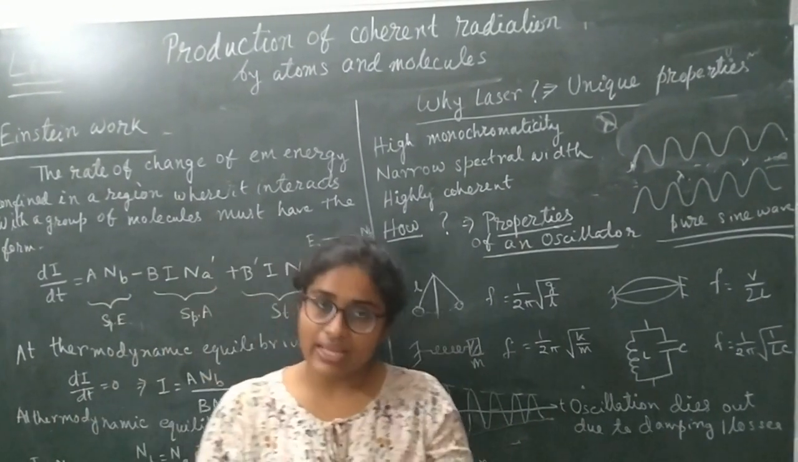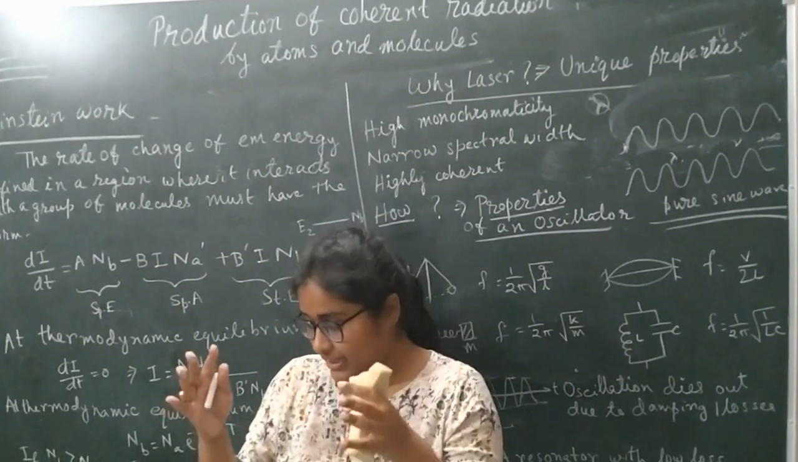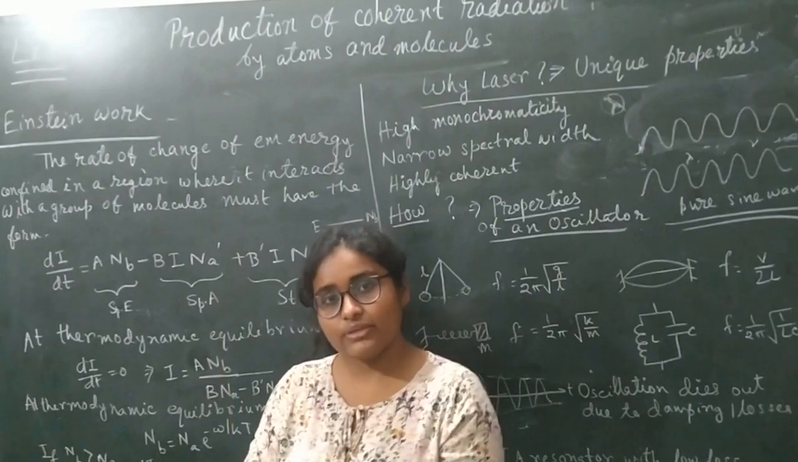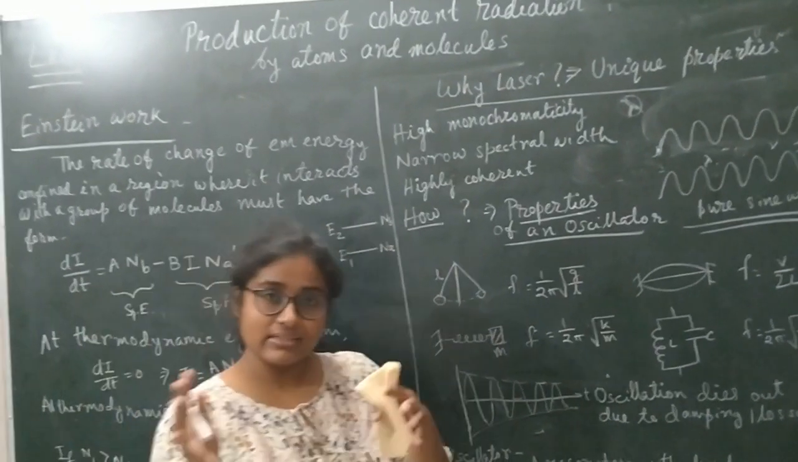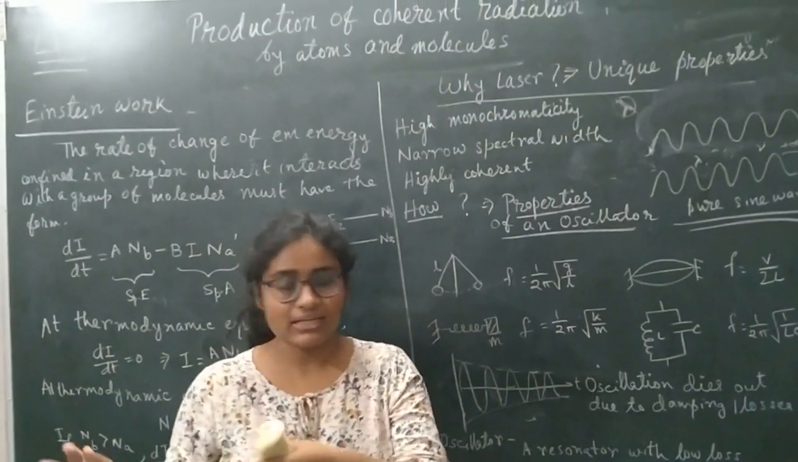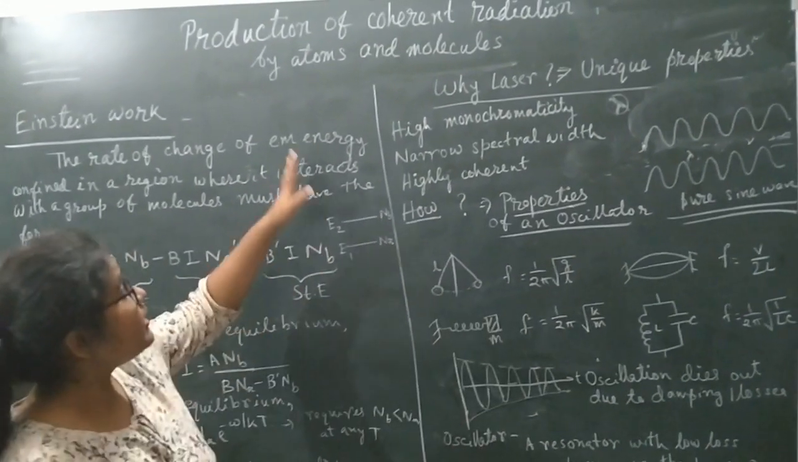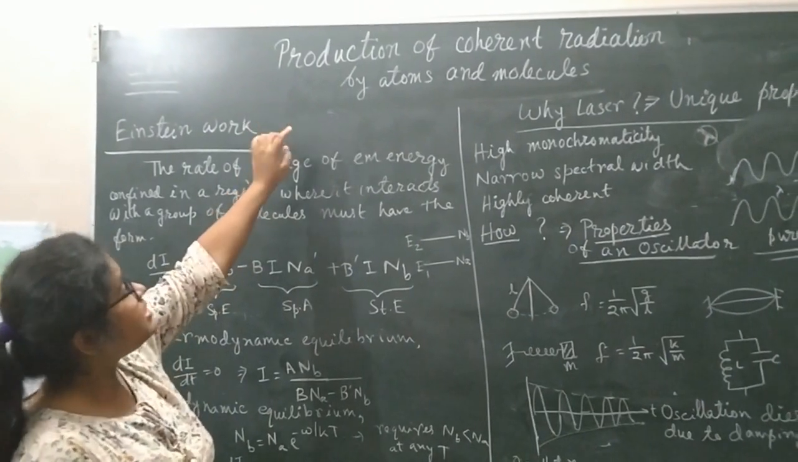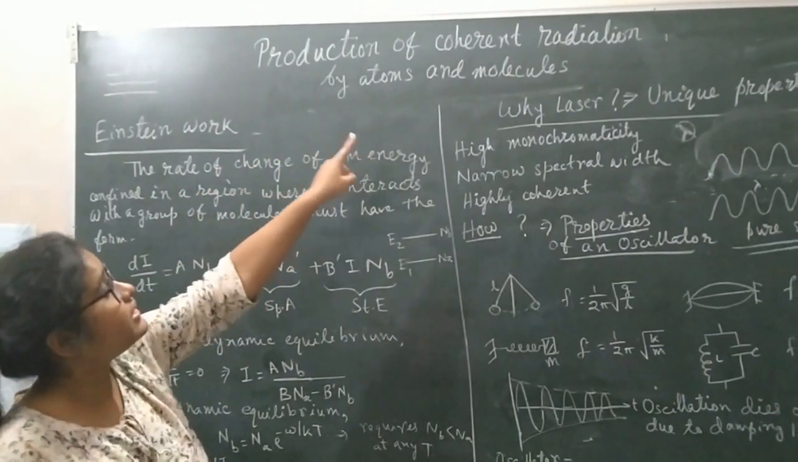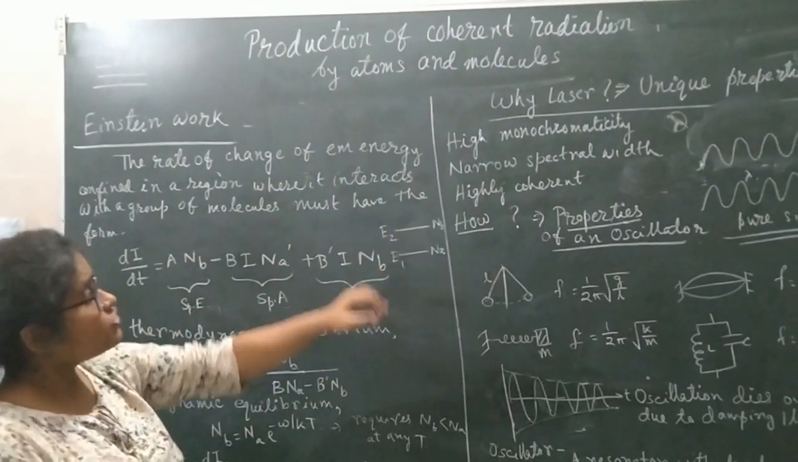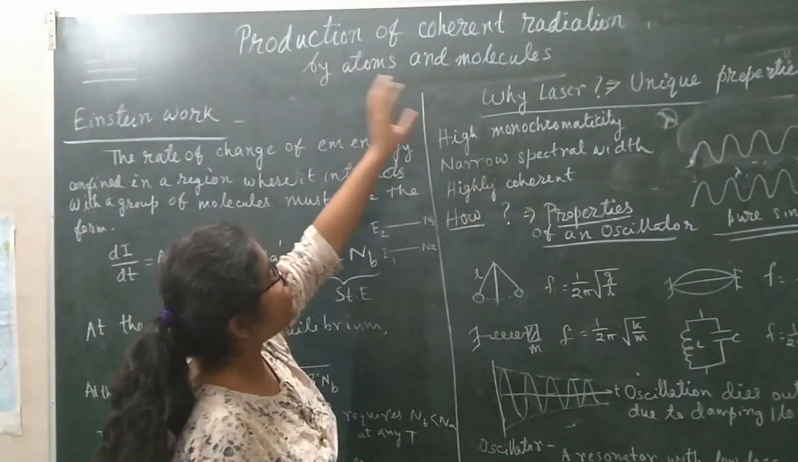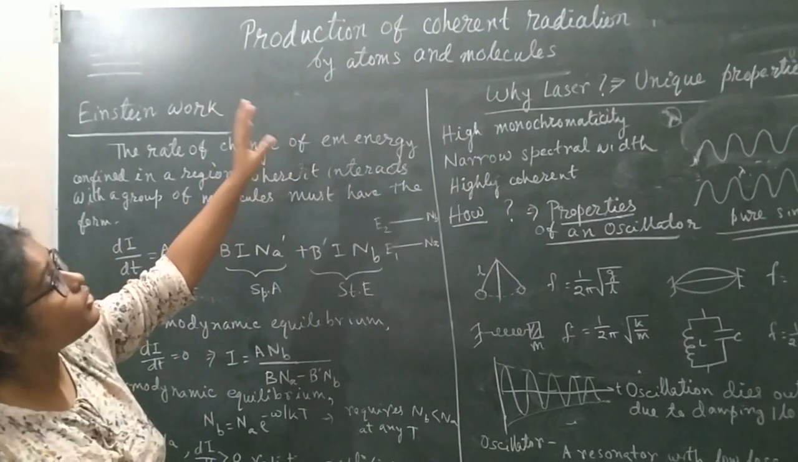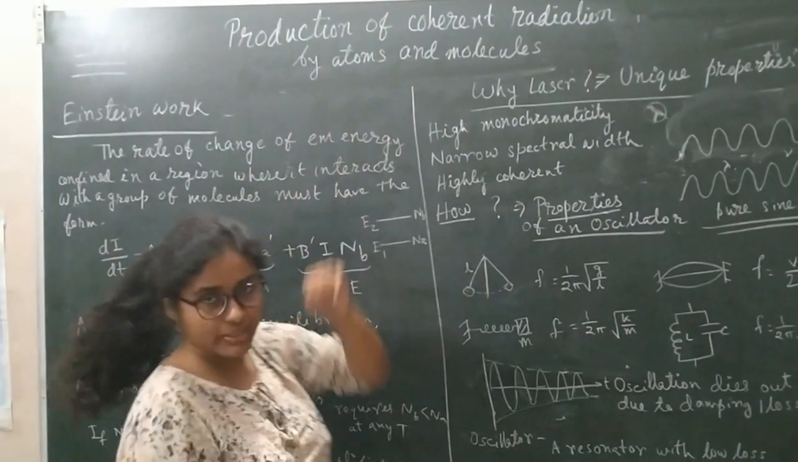In terms of light, you have a certain light and you somehow amplify it, and you get another, more intense light. That is the laser. That's why the title of today's lecture is production of coherent radiation by atoms and molecules. So we can understand what is meant by coherent radiation, and now we will understand how to produce coherent radiation by atoms or molecules.